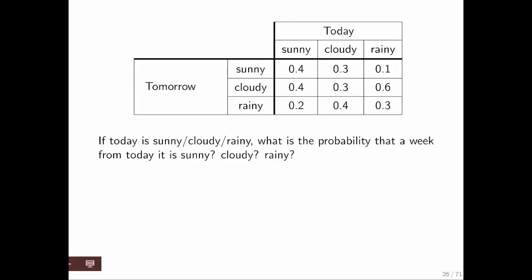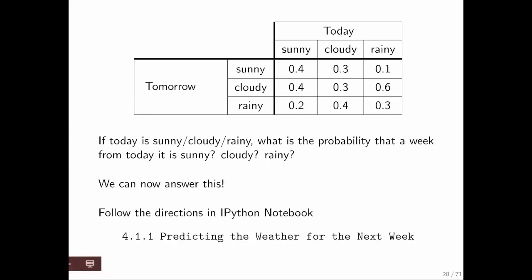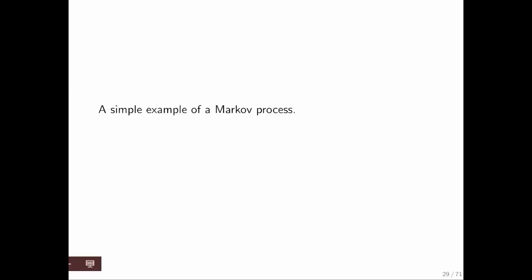We then asked the question of how to predict the weather a week from now, and we learned that we can do that. And indeed, you went and you did an IPython notebook in week 4 that did just that. And this, we claimed, was an example of a Markov process. And if you look on the discussion board for this course, you will see that there are discussions on different examples of Markov processes.